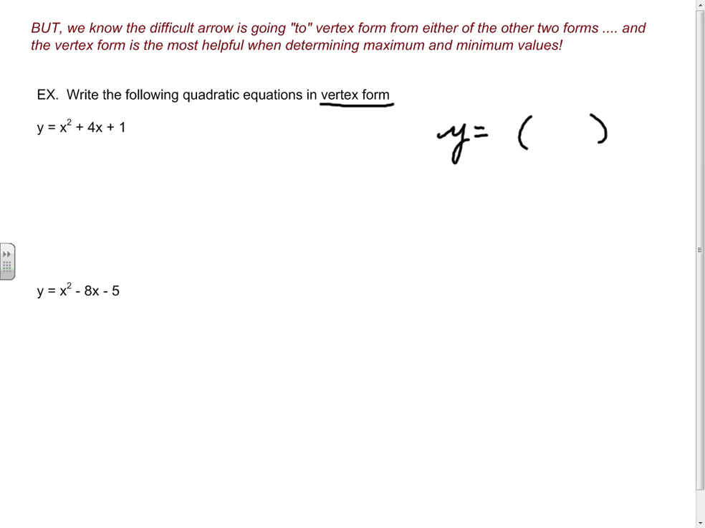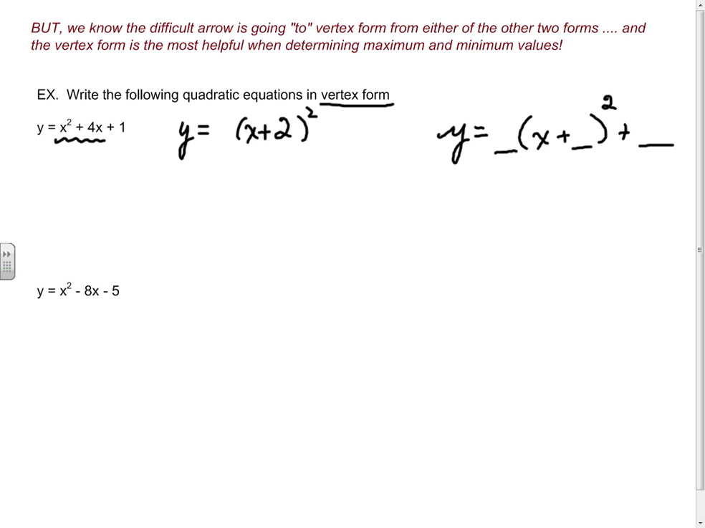I want it to look like that. Probably x plus a number here, perhaps something here. But I know the form that I want to have. So I want to come up with x plus something that when I square it, I will get something related to that. Well, I'm going to try a 2.